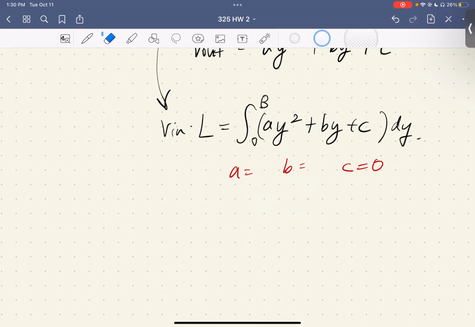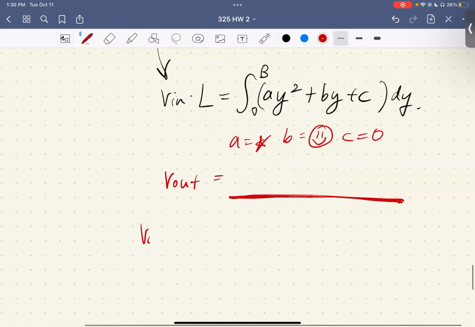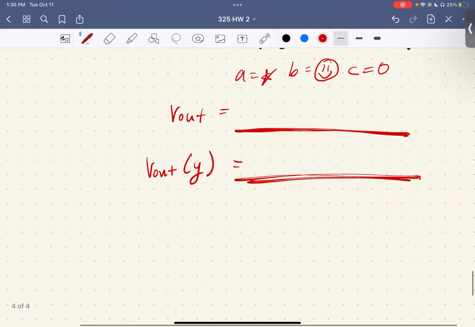So once you know a and you know b and you know c, you're going to be able to figure out what v out is. And once you figure out v out, it's going to be pretty sweet. Then you know v out is a function of y, right? V out is a function of y. To get the v max, we know that it's in the center of flow.